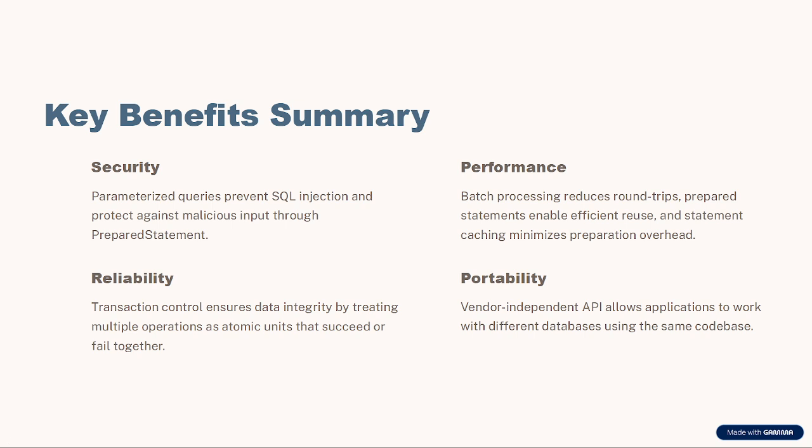Now let's summarize the major benefits of JDBC. JDBC improves security through prepared statements and parameterized queries. It improves performance through reusable statements and batch processing. It improves reliability through transaction control and rollback mechanisms. And finally, it offers portability because the same Java application can work with multiple database systems. So JDBC is much more than just connecting Java to a database. It creates a structured, secure, and efficient way for applications to manage data.